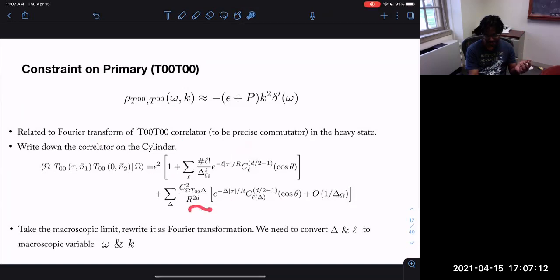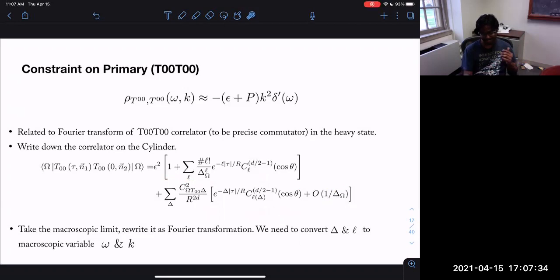And then these are new primaries that contribute to this correlator. And there are other contributions which are suppressed in delta omega. So if you take the delta omega going to infinity limit, this drops out. And the main player in the game is this quantity, which survives if you take the commutator.